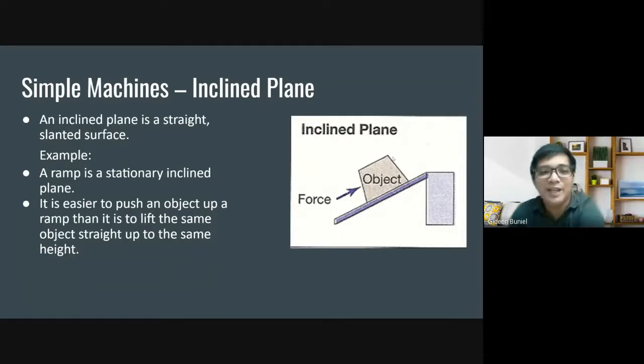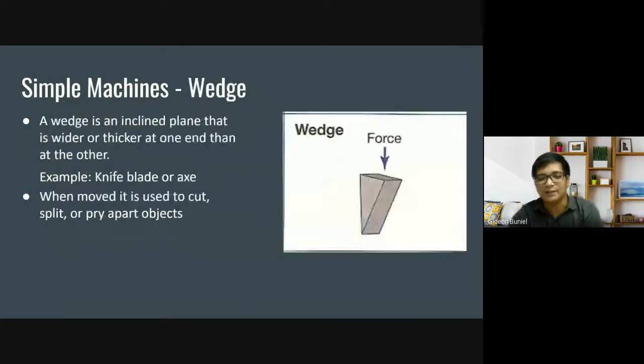Because when you use a slanted object, it's much easier, as I've said earlier. When you lift an object straight up, it's a different force that you apply. So that's more force compared to using an inclined plane. Now, wedge. A wedge is an inclined plane that is wider and thicker at one end than the other.